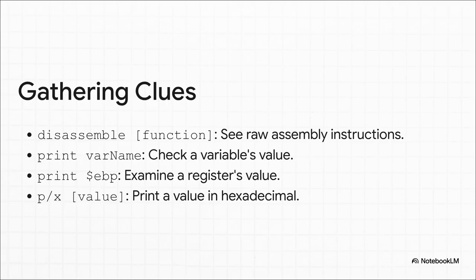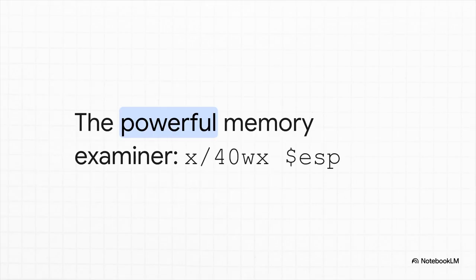Disassemble peels back the curtain and shows you the raw assembly instructions the CPU is actually running. Print is basically your magnifying glass. You can use it on a variable name to see what's inside, or even point it directly at a CPU register like $ebp to see what value it's holding. And if the value just looks like a bunch of random numbers, try p/x to print it in hexadecimal, which is the native language of memory. But sometimes, looking at a single variable just isn't enough. You need to see the whole crime scene, a whole chunk of memory.